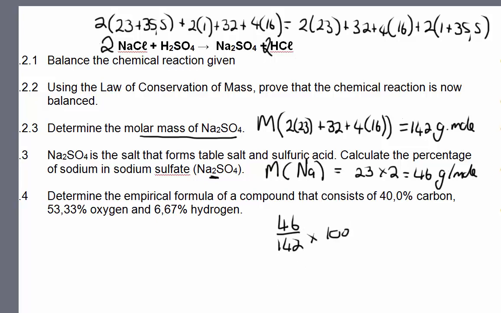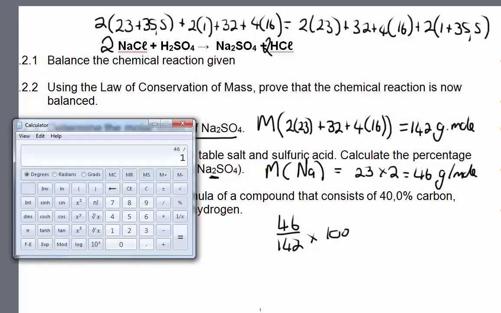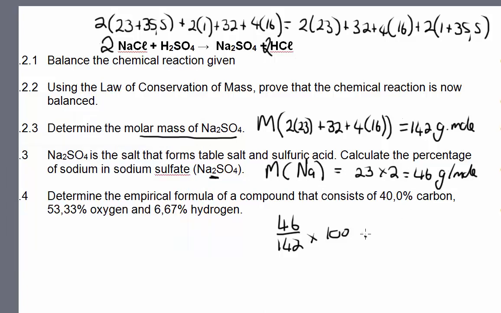So to go and calculate the percentage, we're going to take the 46, divide it by 142, and then multiply it with 100. 46 divided by 142 times 100 is going to give you 32.39% sodium. So these are all basics from grade 10, nothing new here so far in grade 12, but knowing these basics makes our lives just so much easier.